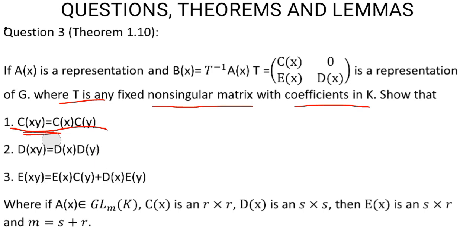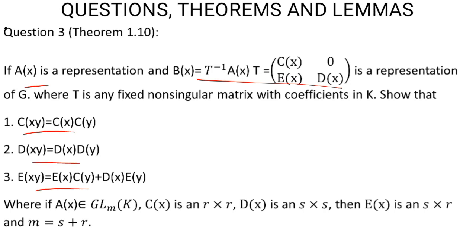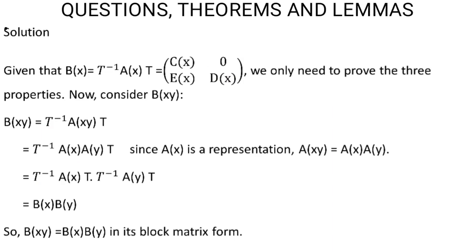So now we know that B(x) has this, and we know what A is, okay? And we're trying to show, based on this information of B(x) and A, that these conditions are satisfied. So what do we do? Now you have the different conditions attached to the matrix, okay? So let's see the solution. So now we know what B(x) is, it's this. So we only need to prove the three properties.